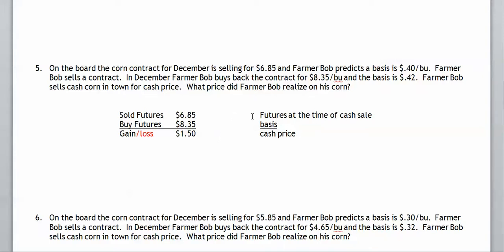Now, futures price at the time of cash sales, $8.35. Basis was 42 cents. So our cash price was $7.93. So we lost money on our futures transaction, but our cash price went up. So we take our cash price, $7.93, minus the loss from the futures transaction of $1.50. That equals $6.43.